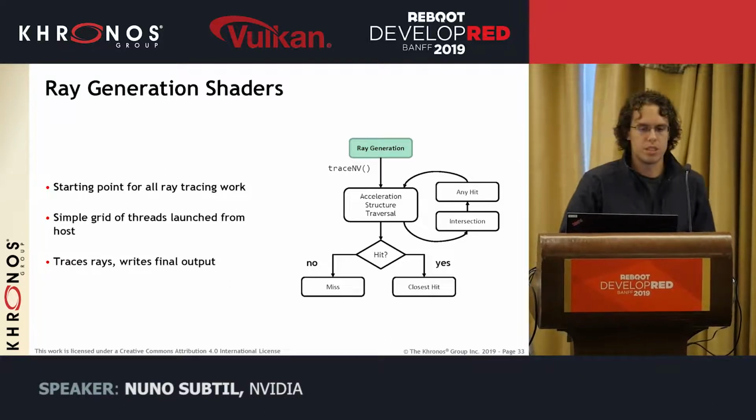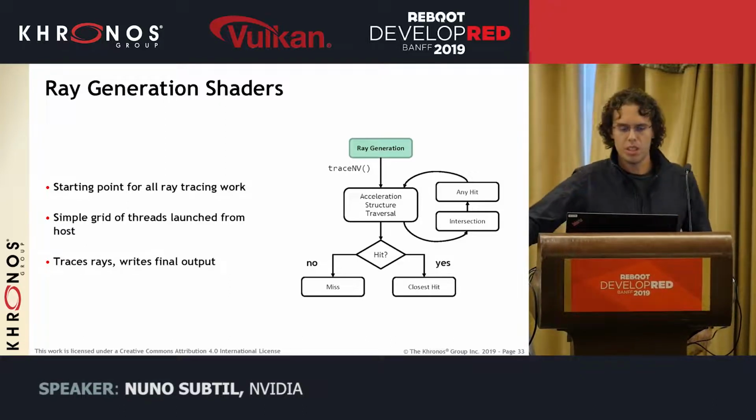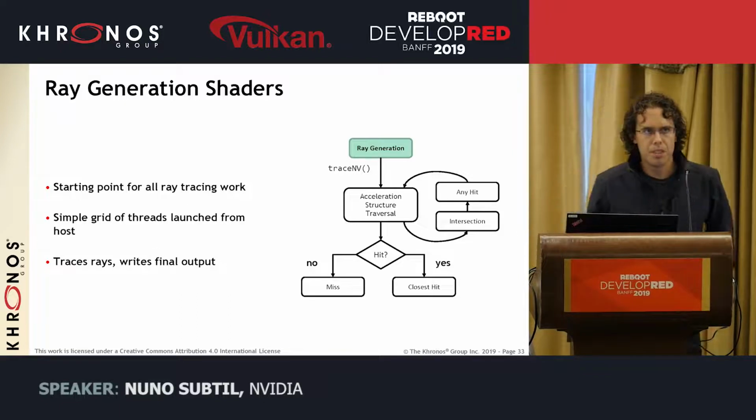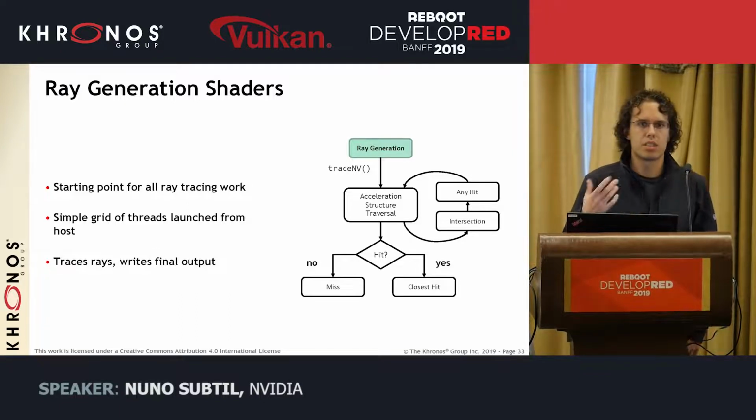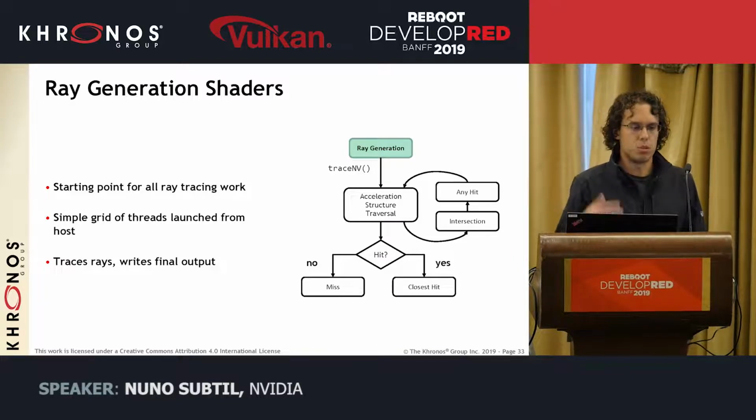So onto the new shader domains themselves, starting with ray generation. Think of it as a compute kernel. It's kind of what it is. It's a 2D grid of threads launched from the CPU. It's a starting point for all ray tracing work. I think crucially, the main difference between this and the compute shader is that there is no access to shared memory in a ray generation shader, but otherwise it behaves similar to a compute shader. So you get your grid of threads, you get your index for each thread in the grid, and so on.